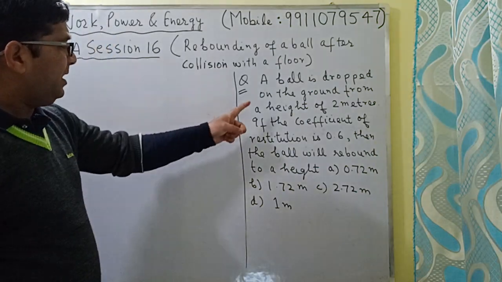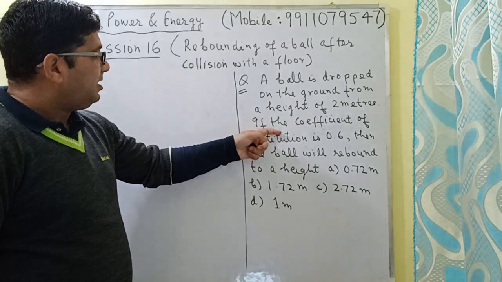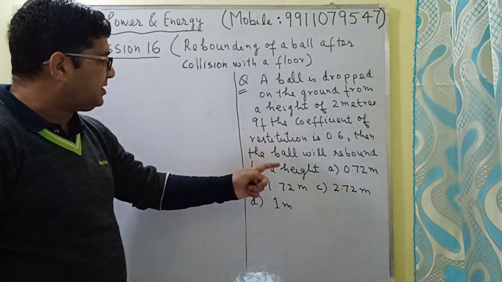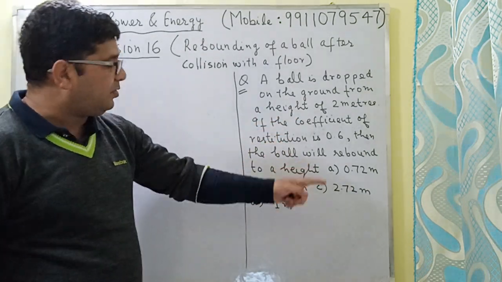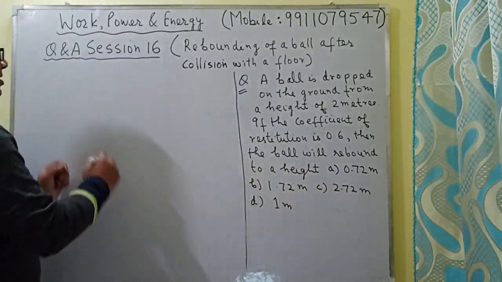So here a ball is dropped on the ground from a height of 2 meters. If the coefficient of restitution is 0.6, then the ball will rebound to a height of. There are 4 options given here, and we have to find the correct one.